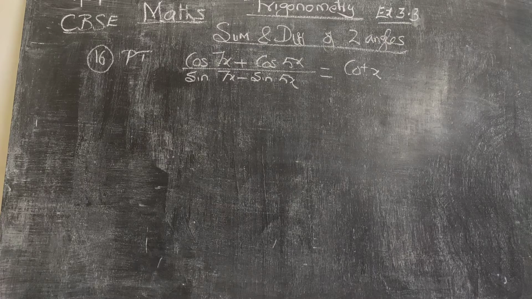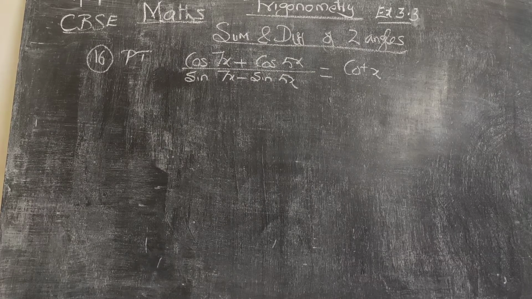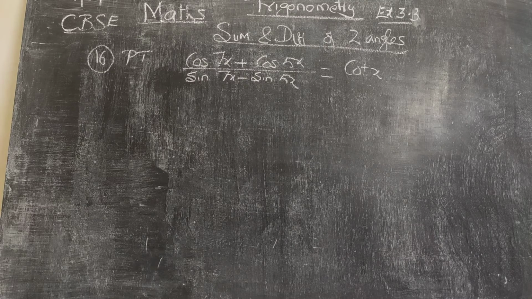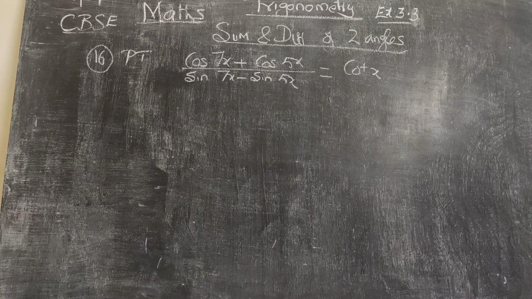For others who have not watched, remember that cos of a plus b is cos a cos b minus sin a sin b. Cos a minus b is cos a cos b plus sin a sin b. Sin of a plus b is sin a cos b plus cos a sin b. Sin a minus b is sin a cos b minus cos a sin b.